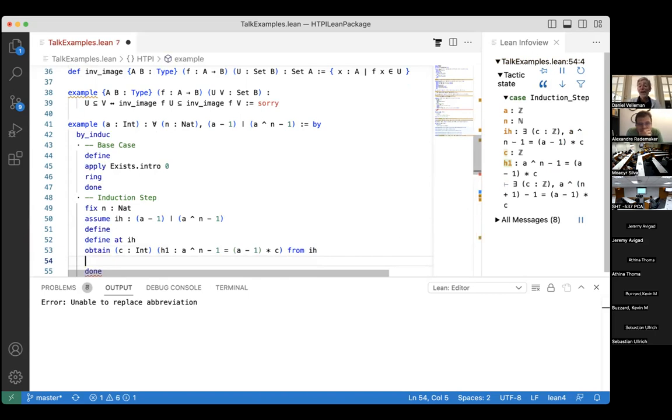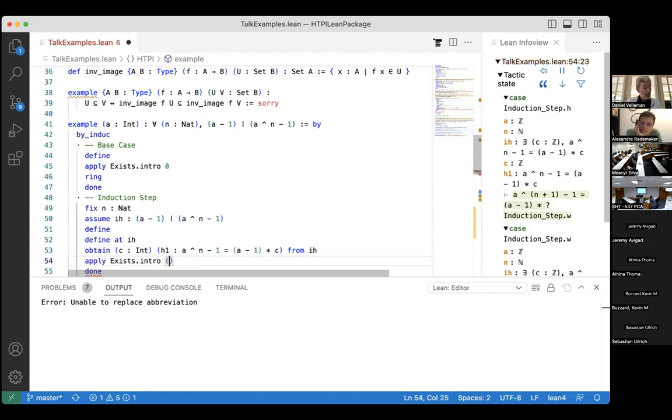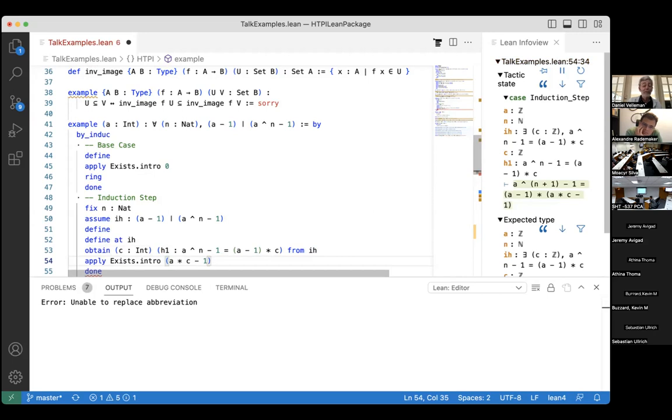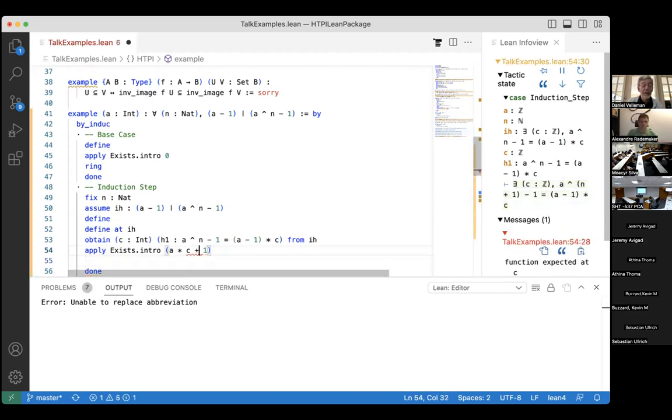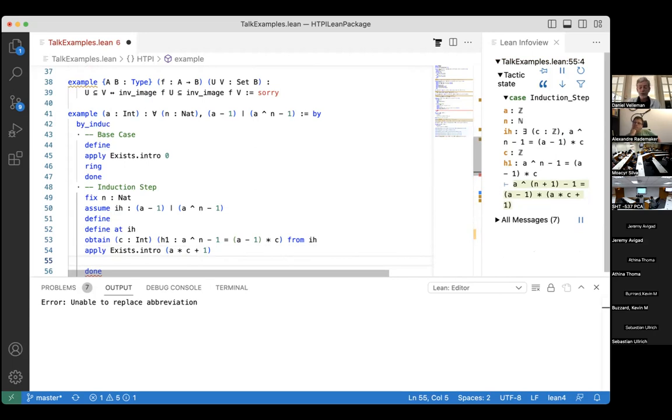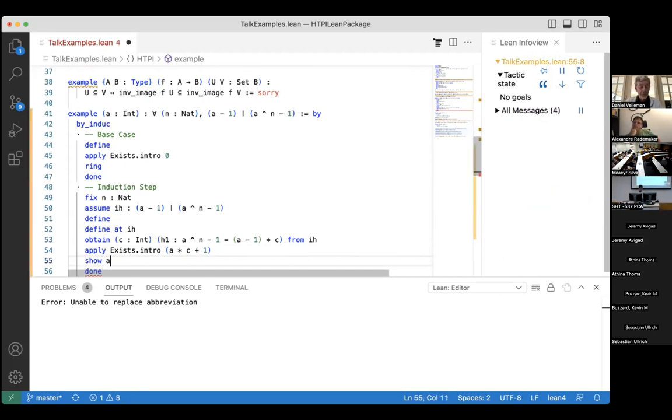Okay, now I'm ready to say what I want to plug into the goal. And what I want to plug into the goal is, you do the algebra, turns out this is the right choice. And so what remains to be proven is that A to the n plus 1 minus 1 is equal to A minus 1 times my choice. Whoops, should be a plus. So I think what I'll show you for this one is what's called a calculational proof.